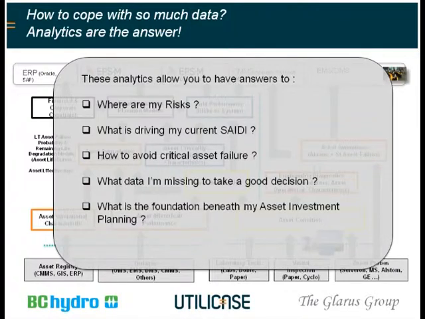So this is definitely the role of all the analytics, how it can help you provide the best answers to strategic asset management. Thank you, Marc-Andre.